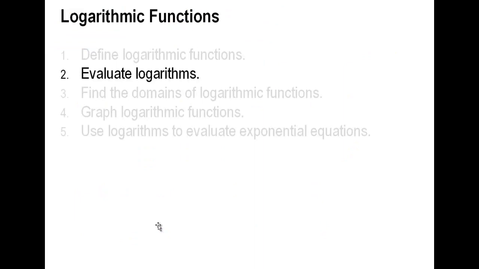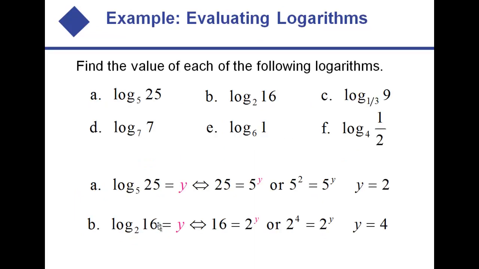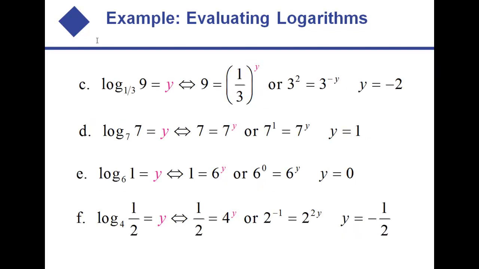How about evaluating them? Trying to find some logs is easy if you just rewrite them. Some of them require a calculator. For instance, this is an easy one. We're just saying 5 to what power equals 25, and you go, well, 5 squared equals 25, so y equals 2. Simple. 2 to what power equals 16? Again, pretty easy to figure out. It's 2 to the 4th, so y equals 4.